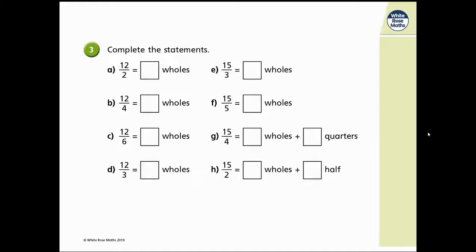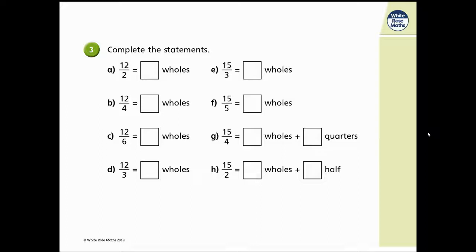We know there are 3 4s in 12, so there are 3 wholes. 12 sixths. We know there are 2 6s in 12, so again it's 2 wholes. Again, like I'm saying, if you wanted to, you could draw out 12 circles. You could then box out how many sixths there are, so how many 6s in 12, and that will give you the answer.